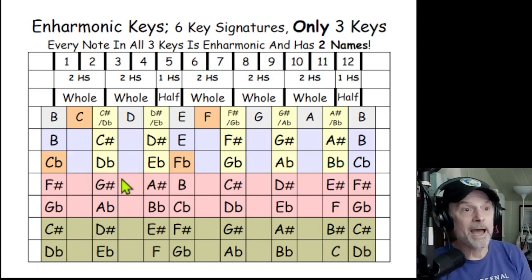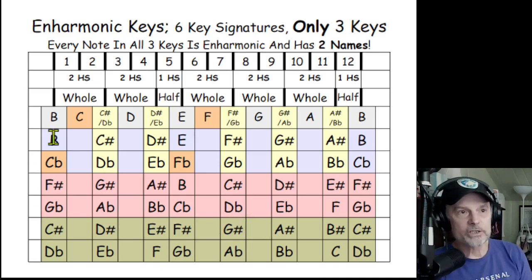But we only have 3 keys. Notice that B and C flat are the same note. In fact, notice that every note is the same. Each note in this key has 2 names. Every note is an enharmonic. Now we can see that the same thing is true of F sharp, G flat. It's an enharmonic key. Each of these is only one note. C sharp, D flat. Each of these is only one note.